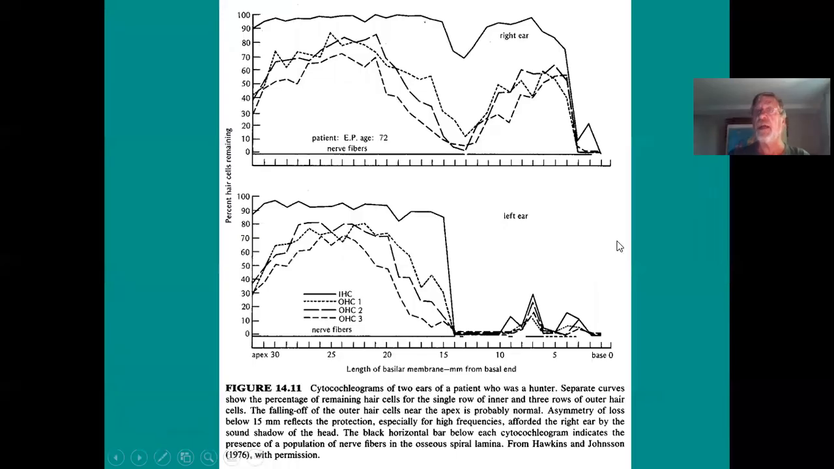And here you're showing a right-handed hunter. Now remember, a right-handed hunter is going to have the left ear more exposed to loud sounds because the rifle barrel is going to be closest to the left ear. And you can see that the left ear has more hair cell damage than the right ear does.